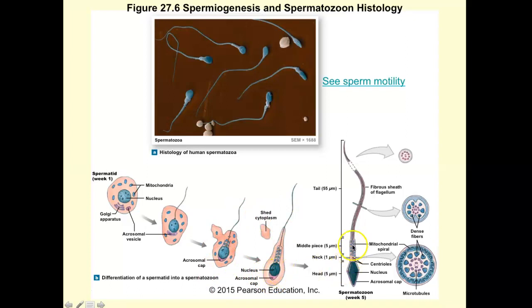The mitochondria in the middle piece is very important because those are going to provide ATP in order to move the flagellum, right? So the flagellum portion is known as the tail, and it's basically just microtubules arranged in a way that's going to help propel the sperm forward, right, up the female reproductive tract.